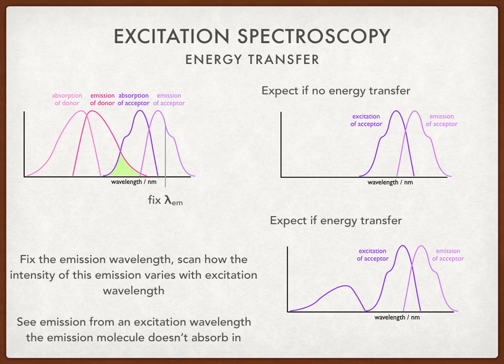And if I scan the excitation spectra, I would expect to only see the signal from the molecule that I'm looking at the fluorescence of, the purple molecule in this case. However, if there's energy transfer in this system, I can see a component where I see absorption in my donor molecule, ultimately leading to energy transfer, the acceptor molecule ending up in an excited state, which can then emit a photon.